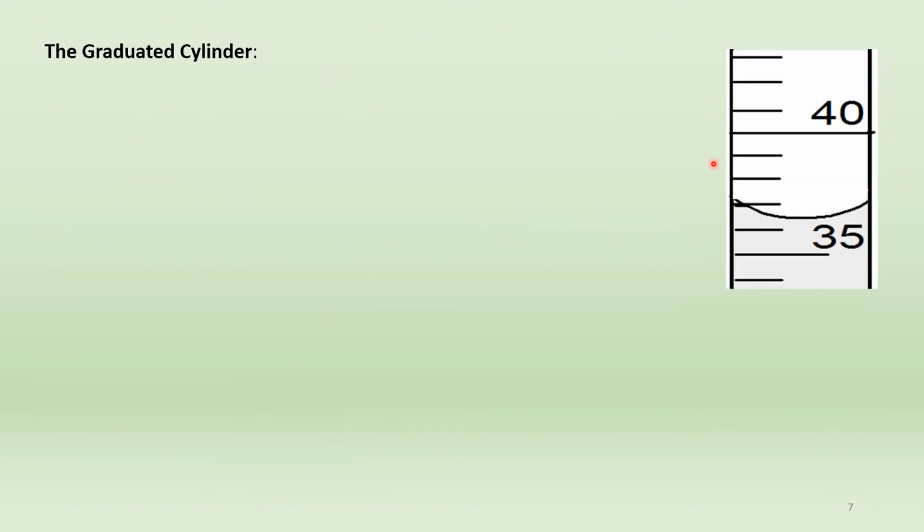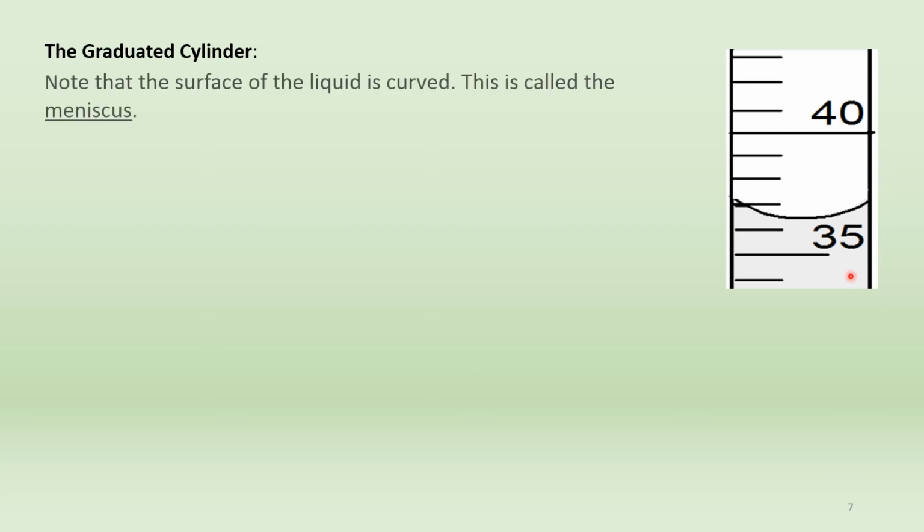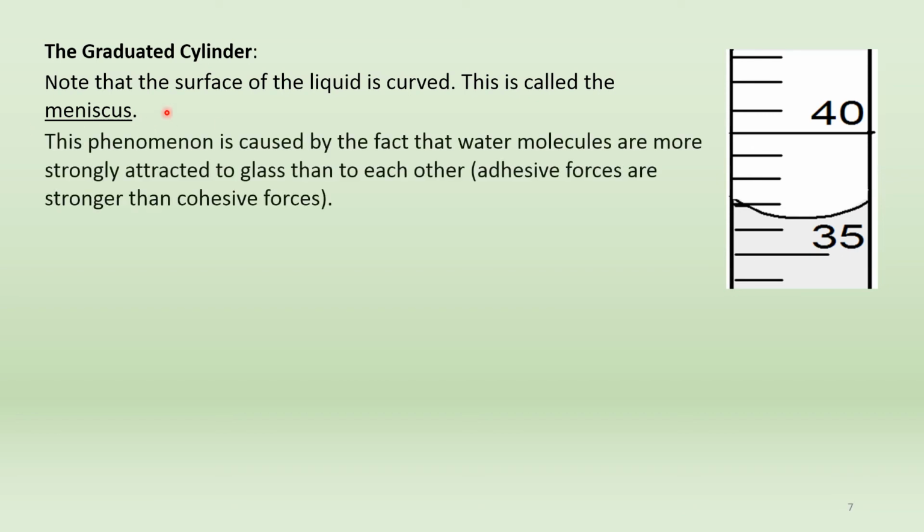So let's read the volume in this graduated cylinder. First thing you notice is that the surface of the liquid is curved, and that is called a meniscus. As a brief digression, what causes that?